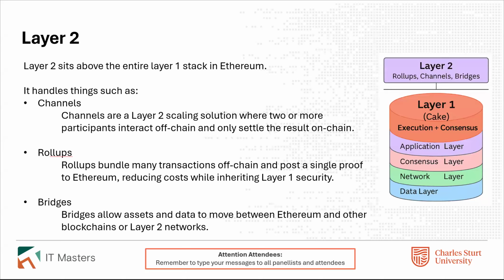So excuse my crude graphics. I haven't got a graphics master's degree or anything, but layer 2 sits above the entire layer 1 Ethereum stack in Ethereum. And it handles such things as, and these are really important for this week, channels. And channels are layer 2 scaling solution where 2 or more participants interact off-chain and only settle the result on-chain. And that's exactly what I was just saying.